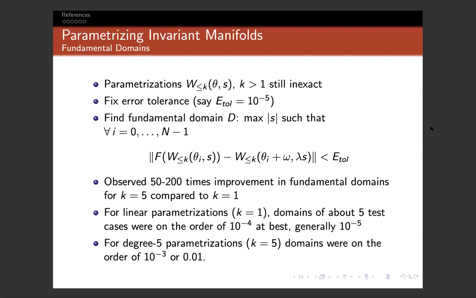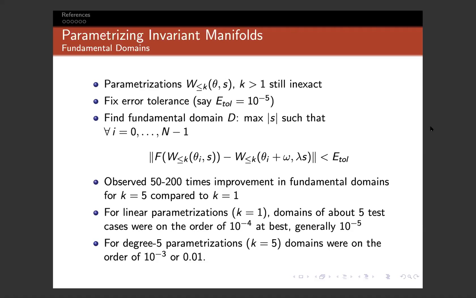But we want to find how far we can stretch S before the parametrization is no longer valid. So let's say we want an error tolerance of 10 to the negative 5. What you do is you want to find the maximum absolute value of S so that for all the theta values, the error in the equation f of w minus w of theta plus omega lambda S is less than the tolerance. So you just test, you make S bigger and bigger and see where it breaks down.